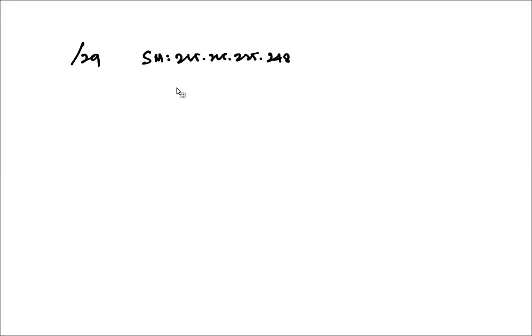Okay, so we are trying to understand /29, no? So the mask for that is what? Subnet mask 255.255.255.248. Yeah, that is the mask.